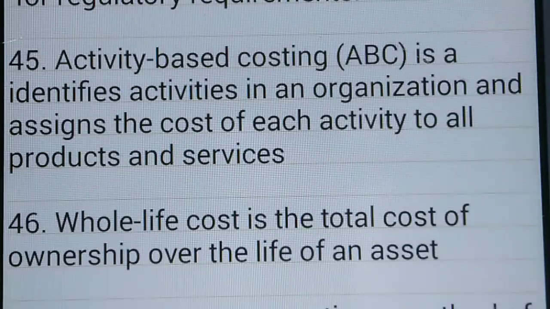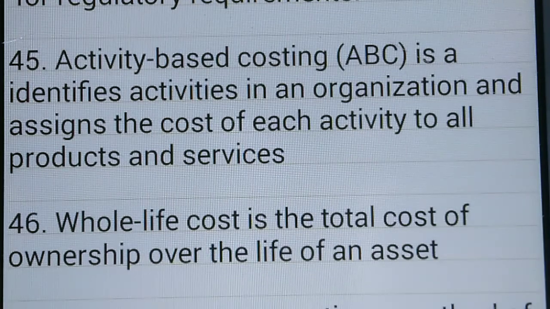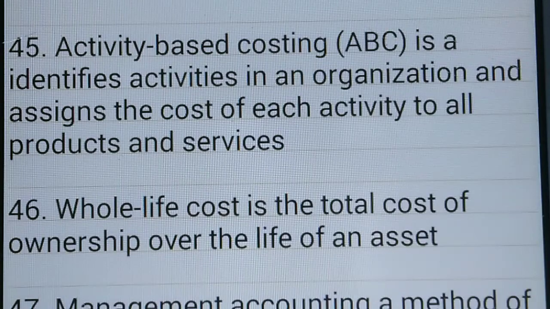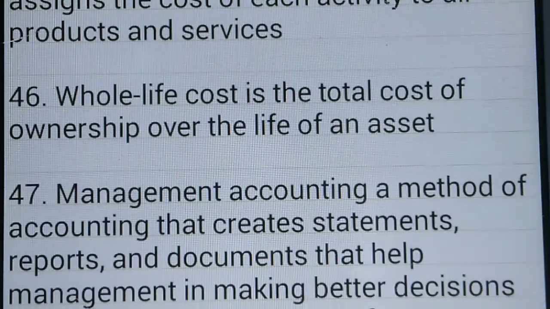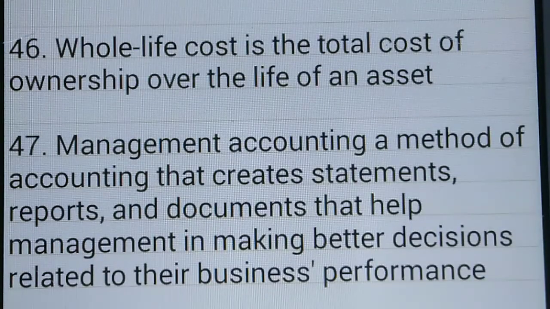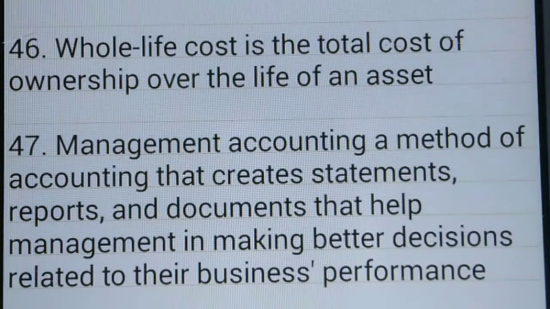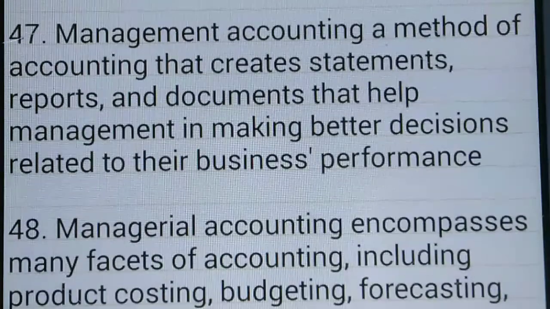Activity based costing, or ABC, is a technique that identifies activities in an organization and assigns the cost of each activity to all products and services. Whole life cost is the total cost of ownership over the life of an asset.